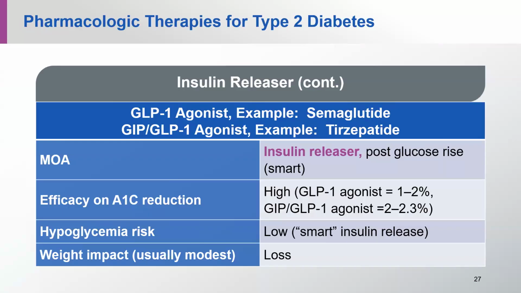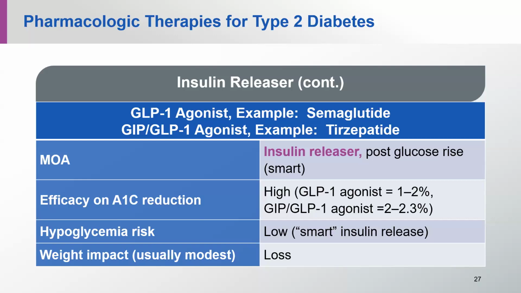All right, so now I'm lumping together the GLP-1 agonists like semaglutide, Ozempic, and the GIP, GLP-1 agonist, the example there being tirzepatide, or Mounjaro, or Zepbound when it's used for weight loss. And by the way, the difference between the doses of these drugs for diabetes and the dose for weight loss is the weight loss doses are generally higher.